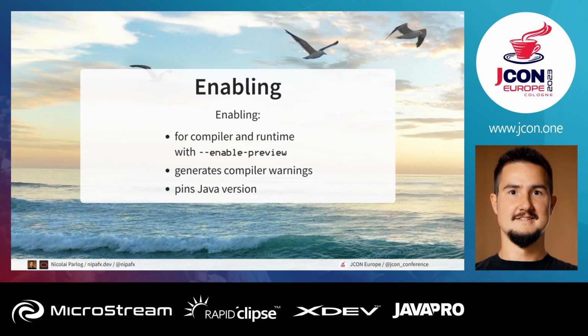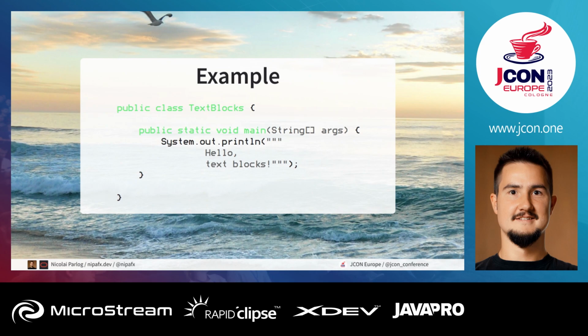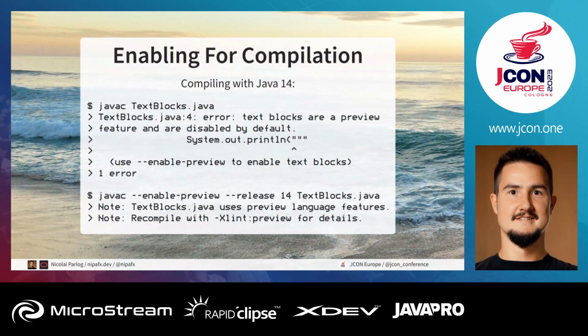When it comes to the implementation, as I said, it's disabled by default, you need to enable it explicitly. For compile time and runtime with enable preview, you get a compiler warning, and it pins the Java versions. I'm going to show you all that, and then we're going to discuss why this is necessary. So we're taking this class, I'm trying to compile it with Java 15. With Java 14. In 15 it's final. I try to compile it with Java 14.